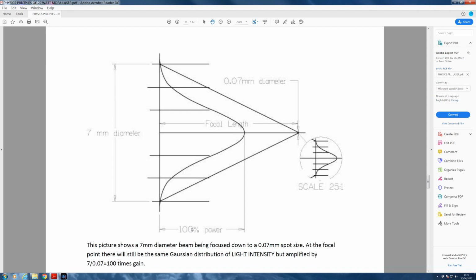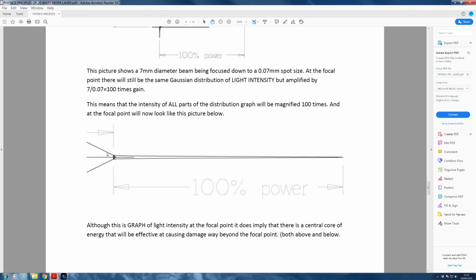What occurs at the focal point is still a Gaussian distribution. When we amplify the power, we take every single part of that graph that you can see here and we multiply its amplitude by 100. If we look just here, there's the little Gaussian distribution that we had to start with, but it isn't like that now by the time we multiply every one of those amplitudes by 100. So we've got a huge spike of energy at the center of this beam now.